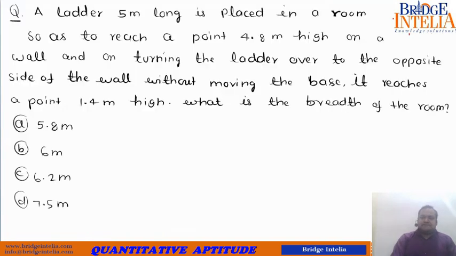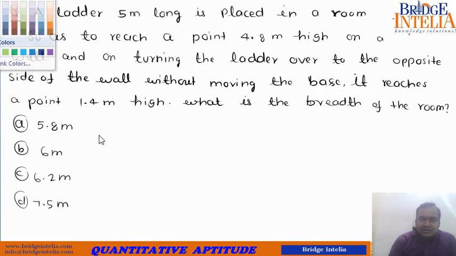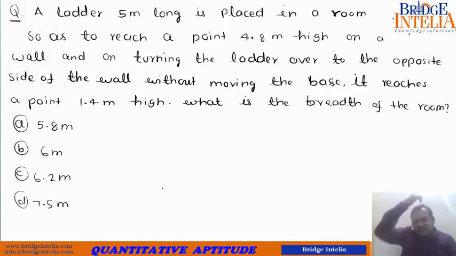So a ladder 5 meter long is placed in a room to reach a point 4.8 meter high on a wall, and on turning the ladder over to the opposite side of the wall without moving the base, it reaches a point 1.4 meter high. So what is the breadth of the room?